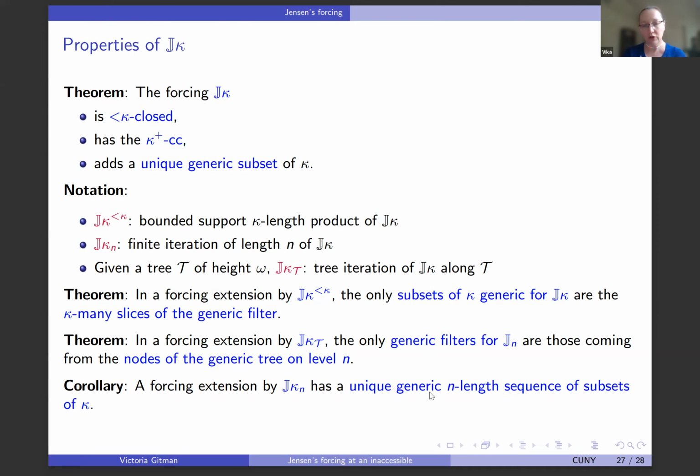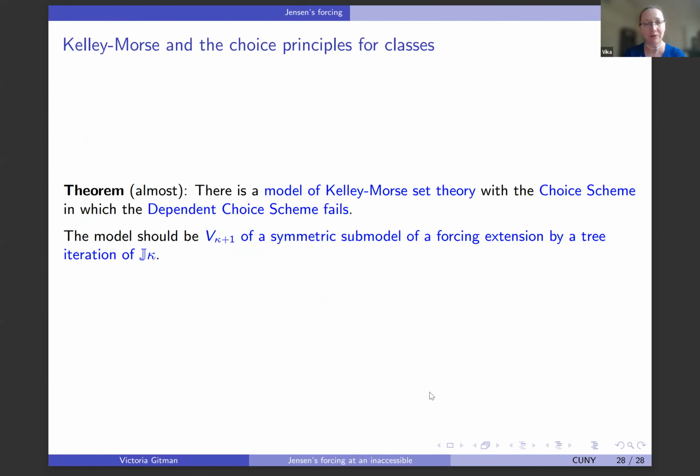And I think all of this works, although it's extremely technical, and I am on hopefully my last draft of the paper. And so I think we have this theorem. I say almost because I don't want to say it until I have the final draft, because the technical stuff is a total mess. But I think everything generalizes to show that we have the thing that I wanted so many years back, and that's a model of Kelly-Morse with the choice scheme in which the dependent choice scheme fails. And it's going to be the V kappa plus 1 of a symmetric submodel of a forcing extension by a tree iteration of the generalized Jensen forcing.